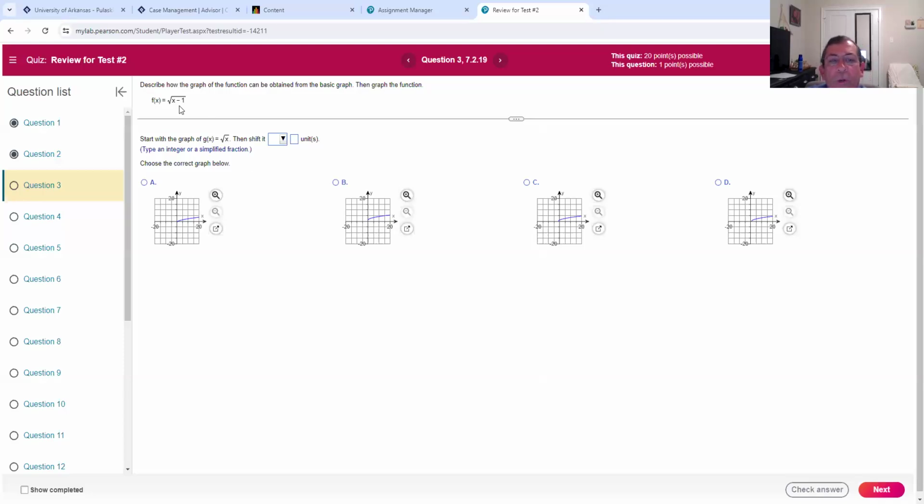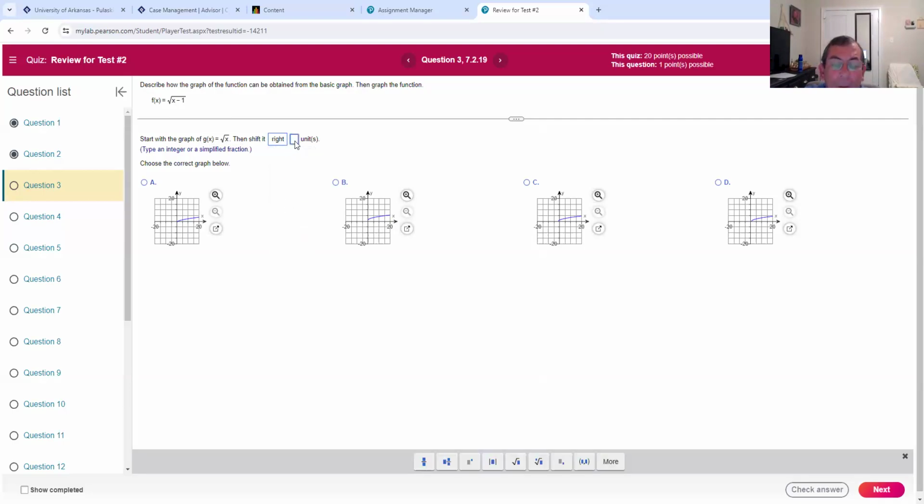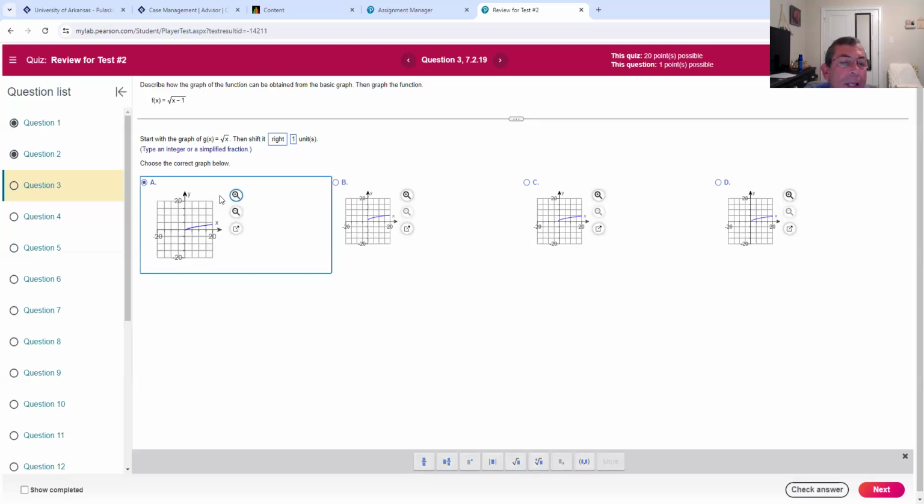Now, on this one, since that x minus 1 is up under the little radical there, you treat that x minus 1 like it was in parentheses. Since that minus 1 is in parentheses, we said inside parentheses, if it was minus, you're going to move it right. So they're telling you you're starting with the square root of x, and then you're going to shift it right 1 unit. Then you got to pick which graph looks like it went to the right.